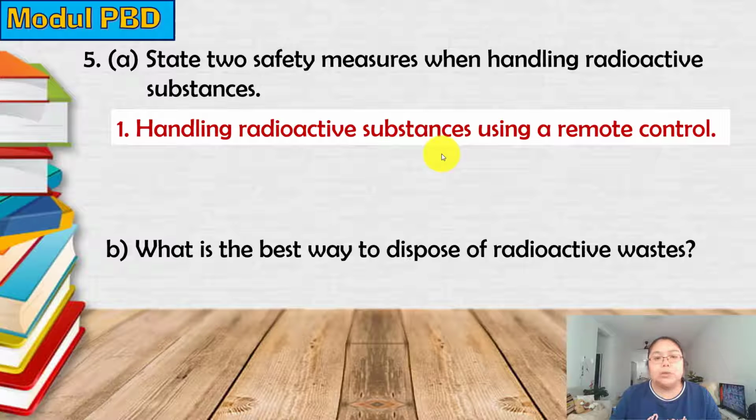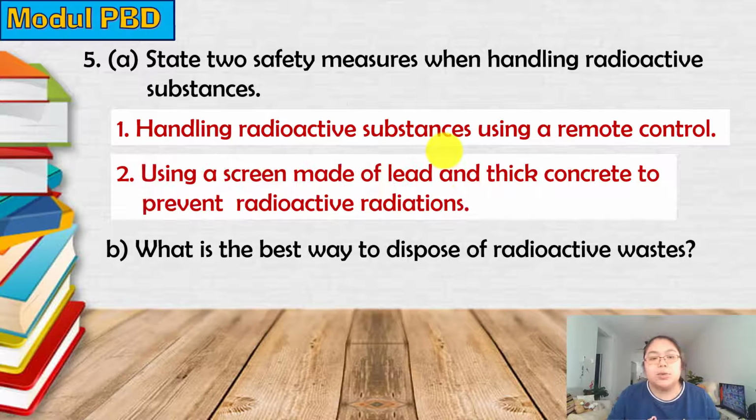Okay, number 2, they say using the screen made of the lead. Okay, must be lead because lead can block the gamma ray, and also must be thick. Cannot be thin. Thin, that means the leakage will happen. So it must be thick, after that concrete, to prevent the radioactive radiation. So this one is a safety. Okay, they state 2 only, so we just mentioned.